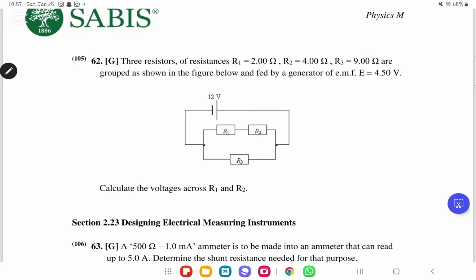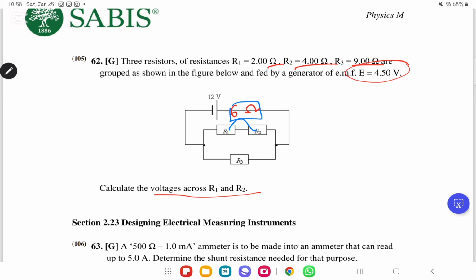Three resistors of resistance R1, 2 ohm, R2, 4 ohm, and R3, 9 ohm are grouped as shown in the figure below and fed by a generator of electromotive force 4.50 volts. They need us to calculate the voltages across R1 and R2. Very simply, since we are dealing with series in parallel, we will first add the series together. So R1 plus R2 to generate the R equivalent, which is then going to be 6 ohm.